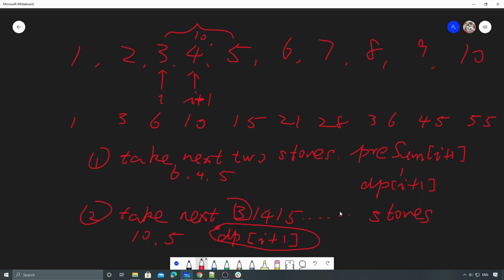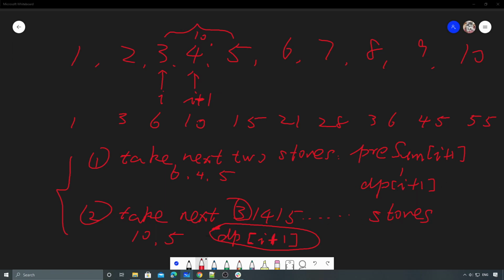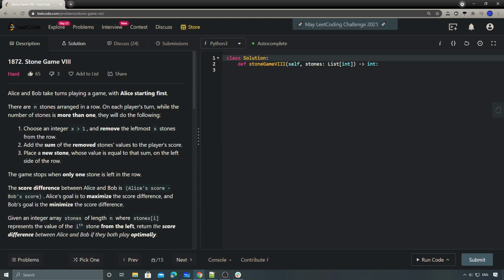So then, as you guys can see now, actually I don't have to try next 3, next 4, next 5, so on and so forth. All we need is this DP value of I plus 1, because this one will tell us, starting from I plus 1, what is the maximum difference I can get. And I just need to choose the better one from these 2 scenarios. And yeah, so that's it. I guess we can start coding then, right?